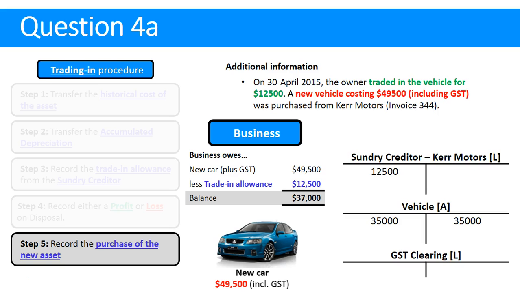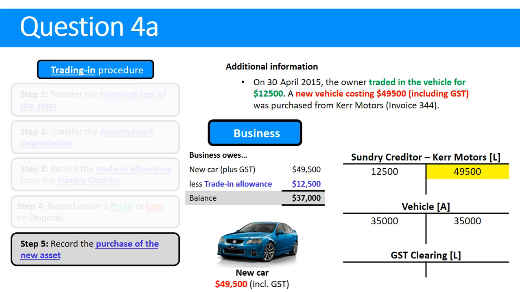So what we need to do, there's our ledgers that we've got so far, is update those. So we will actually owe Kerr Motors $49,500, which we'll do as a credit, but we won't actually owe them that amount because we've already put in this debit here of $12,500. So between those two, they actually do equal $37,000, which is perfect.